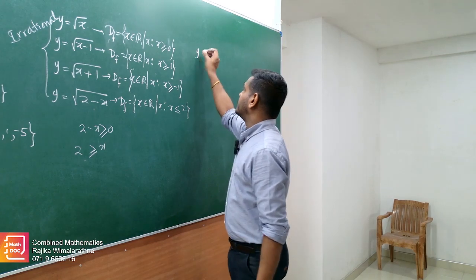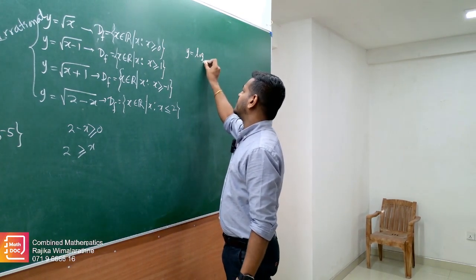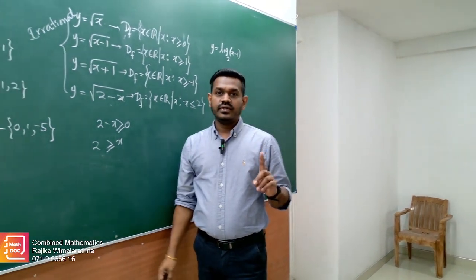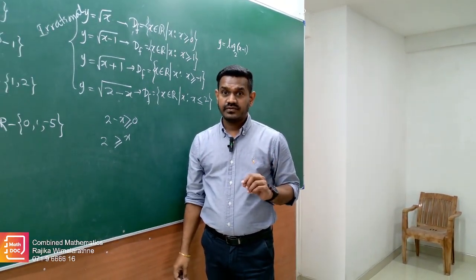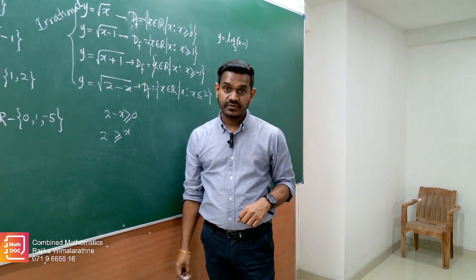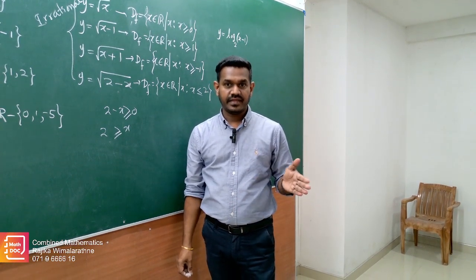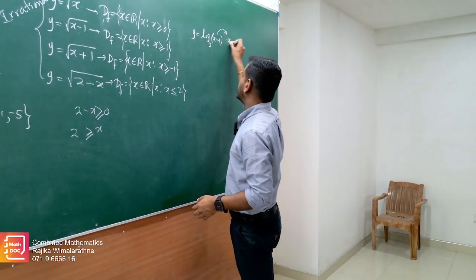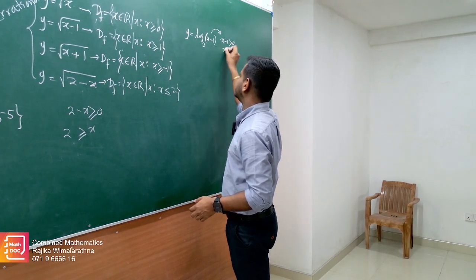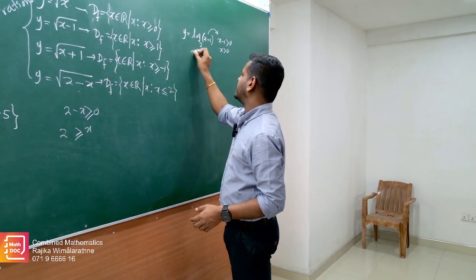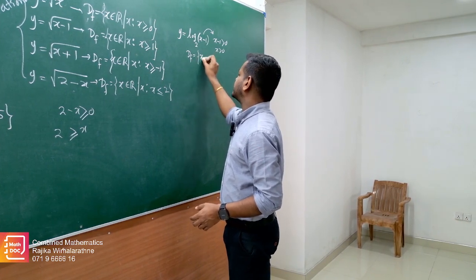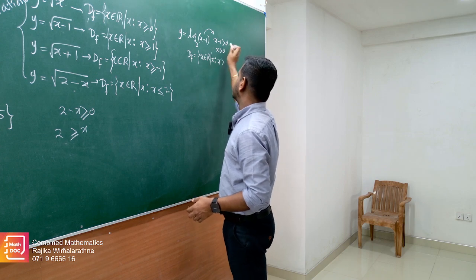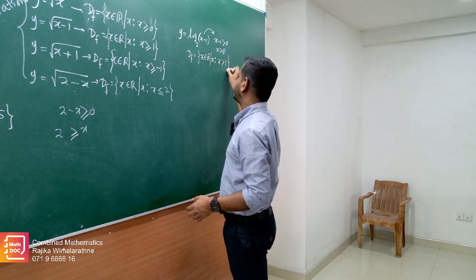Consider y equals log base 2 of x minus 1. I told you for logarithms, the value within the log must be positive. That can't get 0 values. That can't get negative values. Therefore, you select this part: x minus 1 greater than 0, so x is greater than 1. Therefore, here the domain is the real values x such that x is greater than 1.